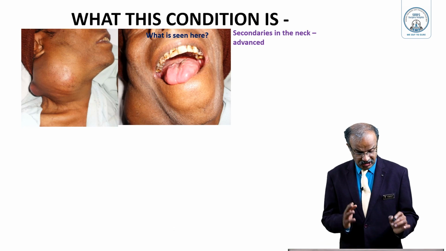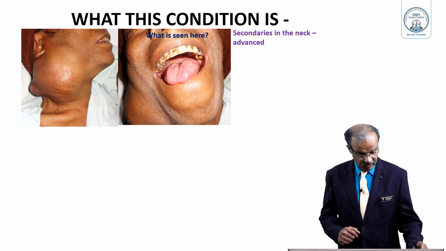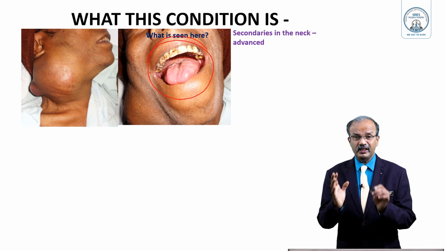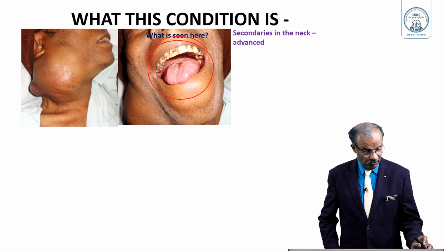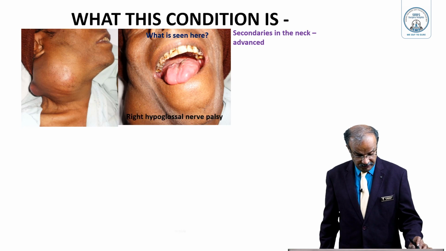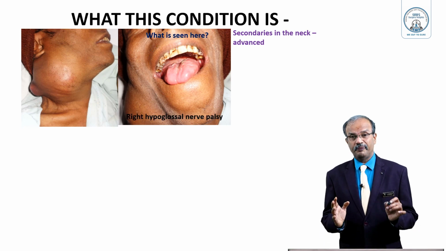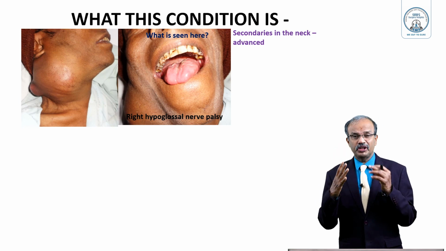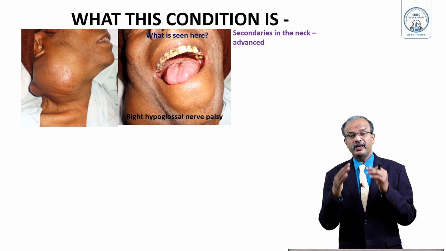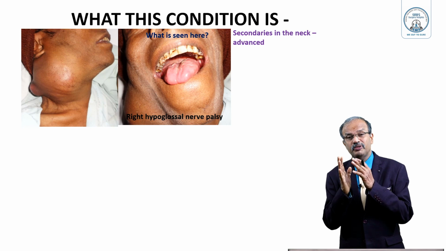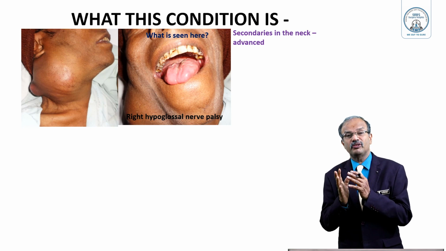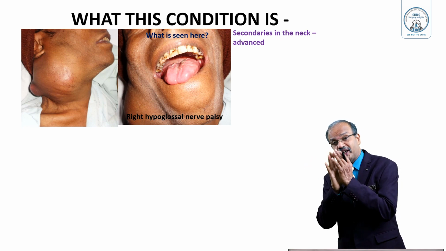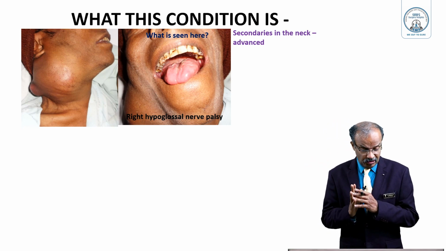So what is seen in the same patient, you look at this, look at this. When protruding, the tongue is deviated towards the same side. So what is this? This is right hypoglossal nerve palsy. In hypoglossal nerve palsy, a large neck secondary, once it is fixed to the deeper plane, will infiltrate the hypoglossal nerve. On the same side, ipsilateral side, wasting of the tongue will be there. While protruding, the tongue deviates towards the same side, not to the opposite side. Remember, same side. This is the most important thing you have to remember.